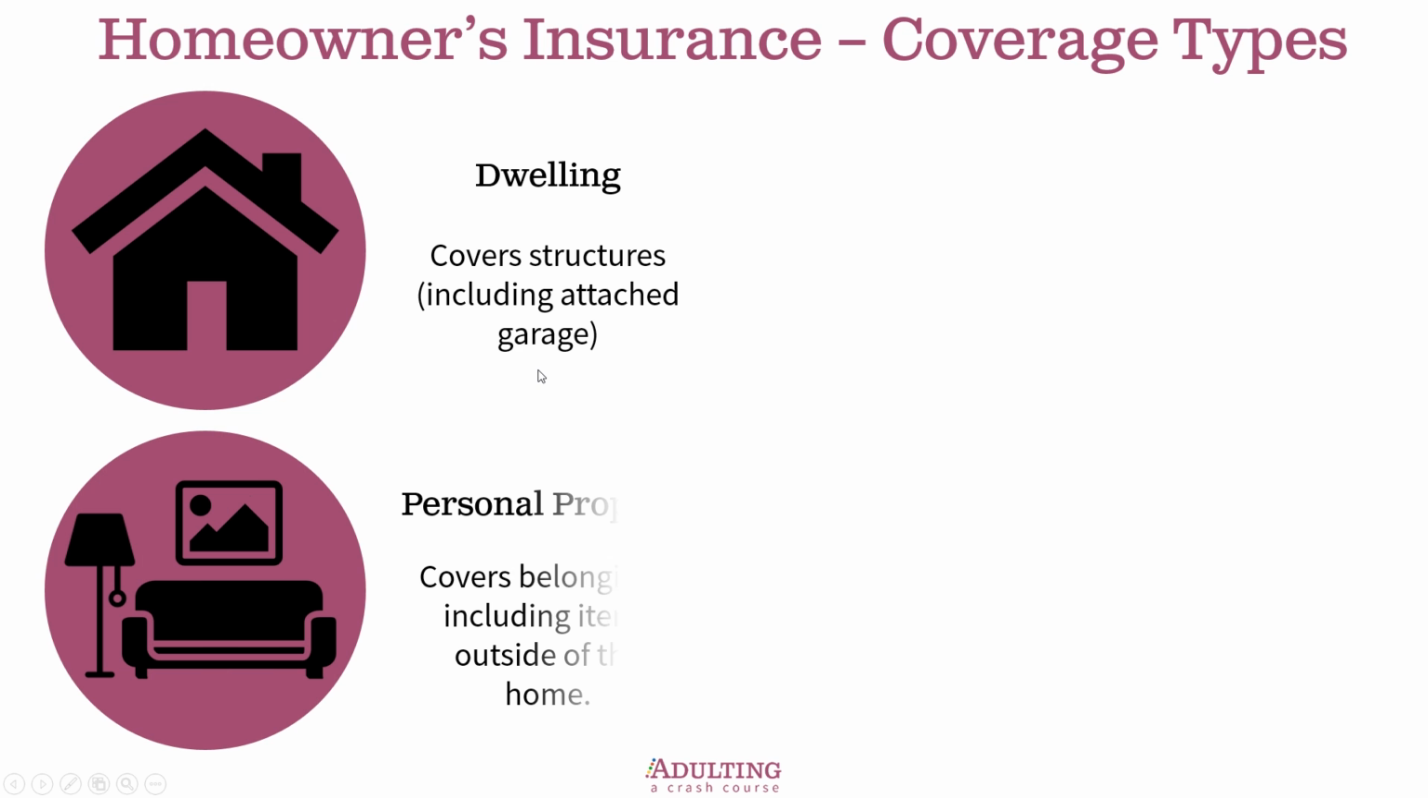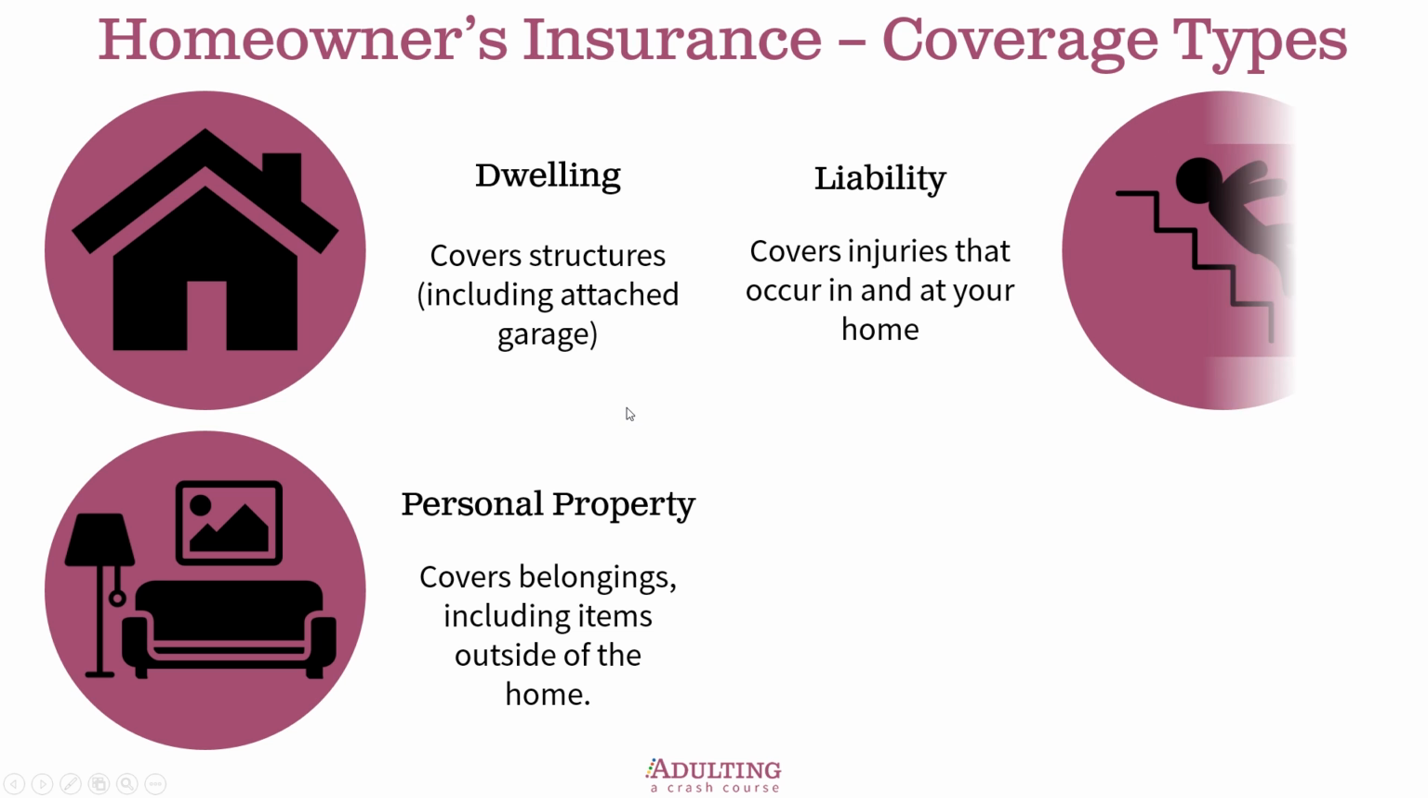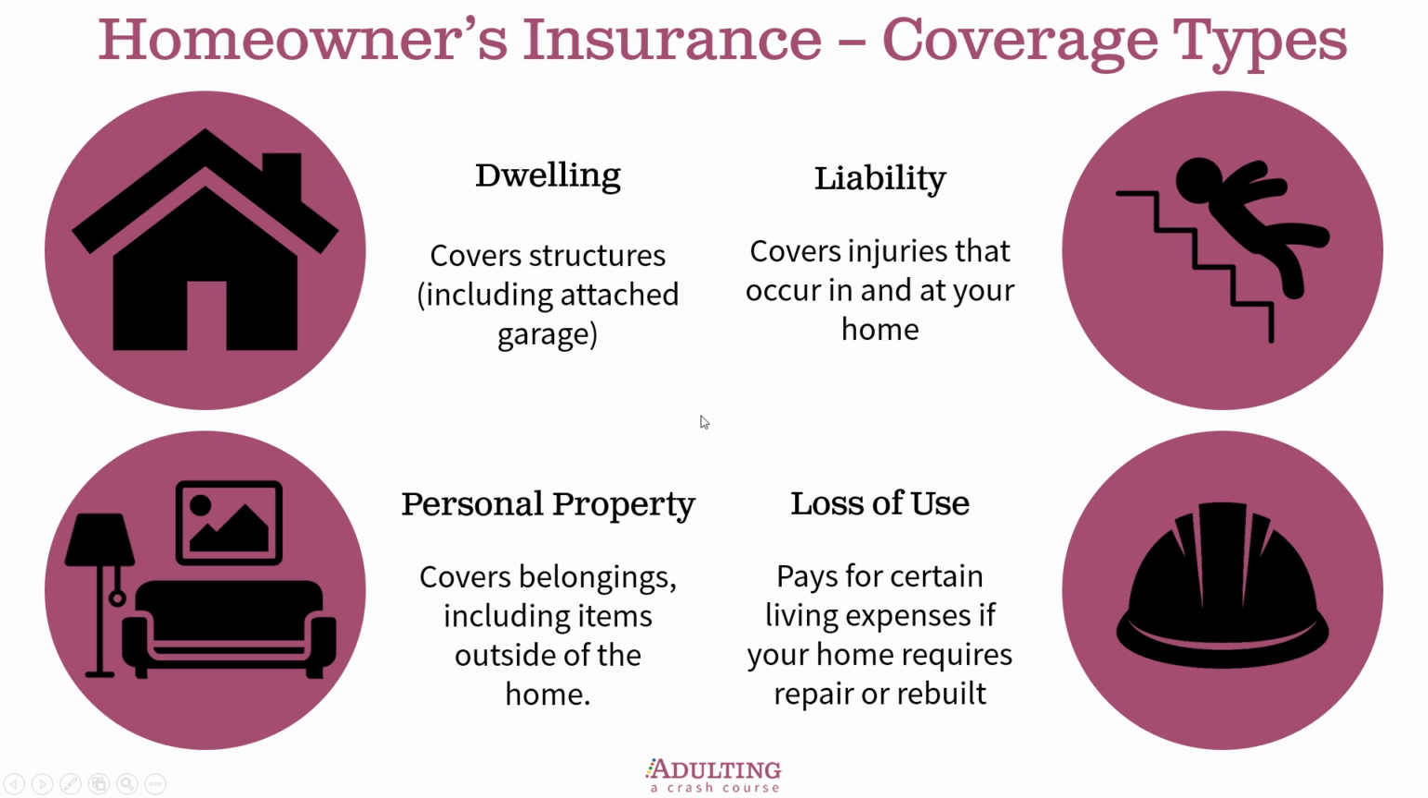The next is personal property, which is all of your belongings inside and outside the home, everything from furniture and art to jewelry and clothing. Next is liability. This will cover the cost of anyone who gets injured while at your home. And finally, loss of use.